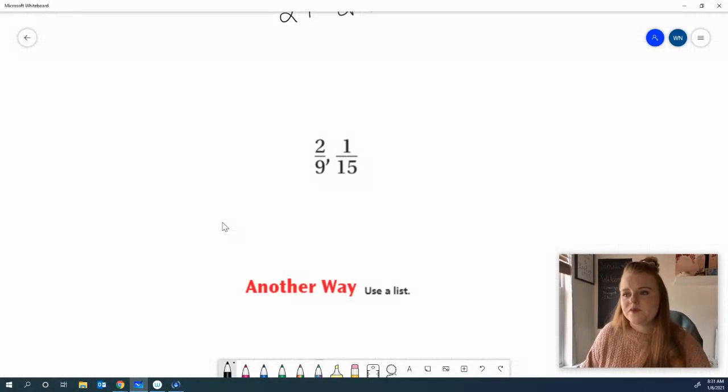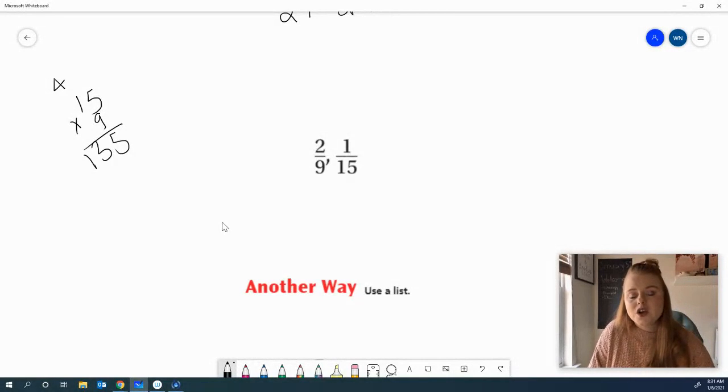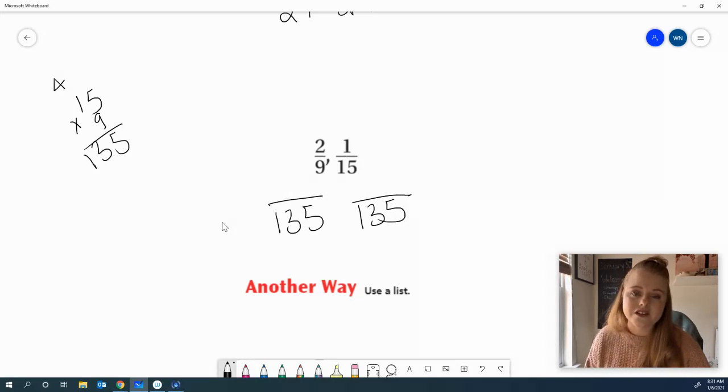Let's look at this one. 2/9 and 1/15. So this is one of those examples where we're probably going to end up with a pretty big number because we're multiplying the denominators together. So let's go ahead and multiply those. We've got 15 times 9. 9 times 5 is 45. 9 times 1 is 9, 10, 11, 12, 13. So our denominator is going to be 135. That's a big denominator. But that's what happens when you multiply them together. It's easier in some ways and harder in others.